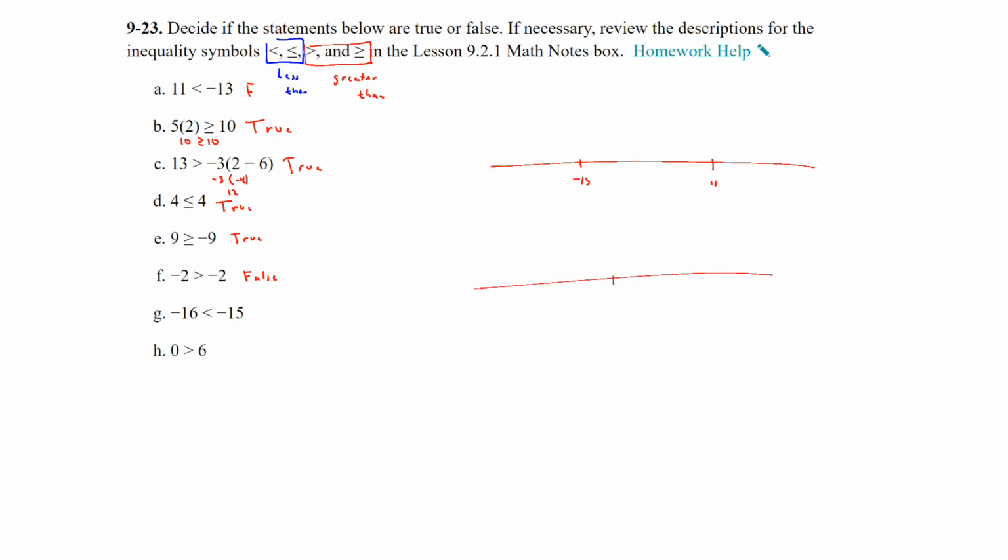Sometimes we get confused with the negatives, but once again, think of a number line. Here's negative 15 and here's negative 16. Negative 16 is smaller than negative 15. So is negative 16 less than negative 15? Yes, that is true. And is 0, here's 0, here's 6. Is 0 greater than 6? No, that is a false statement. And so that ends the homework for this lesson.